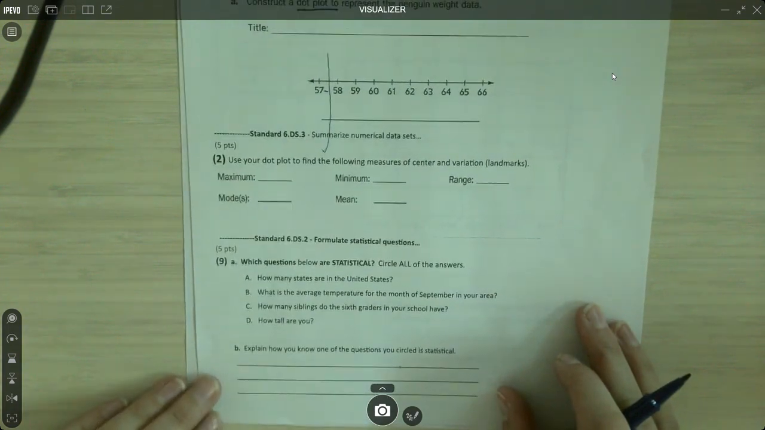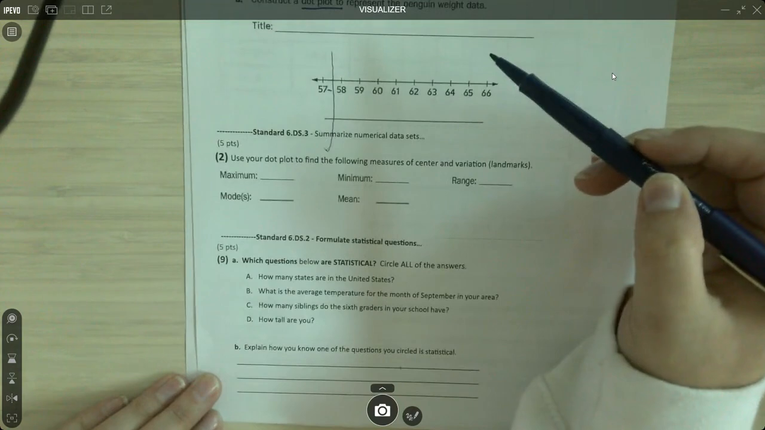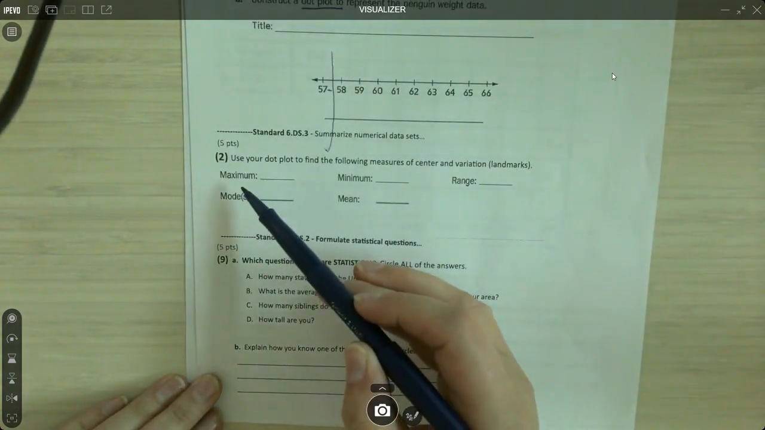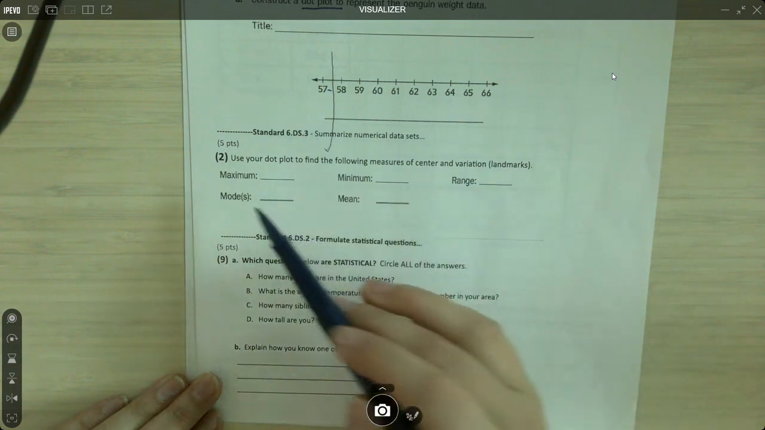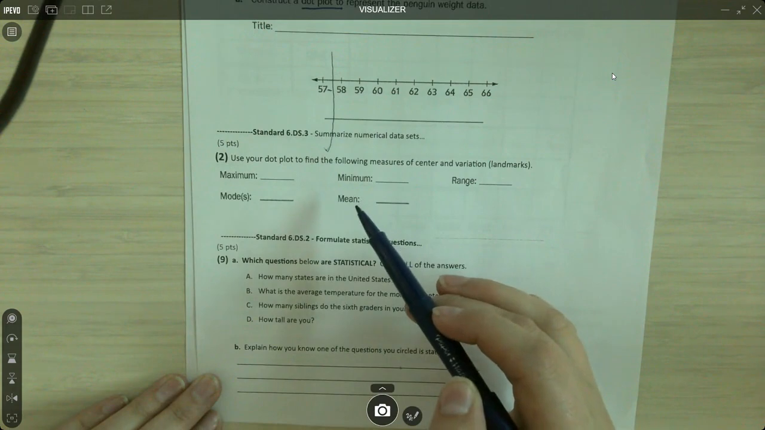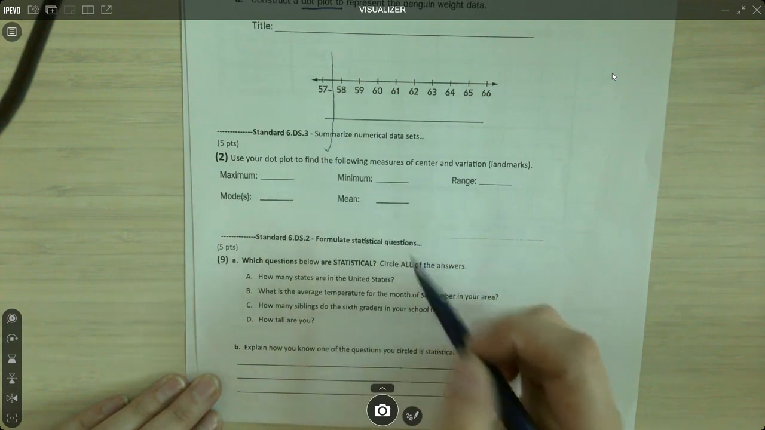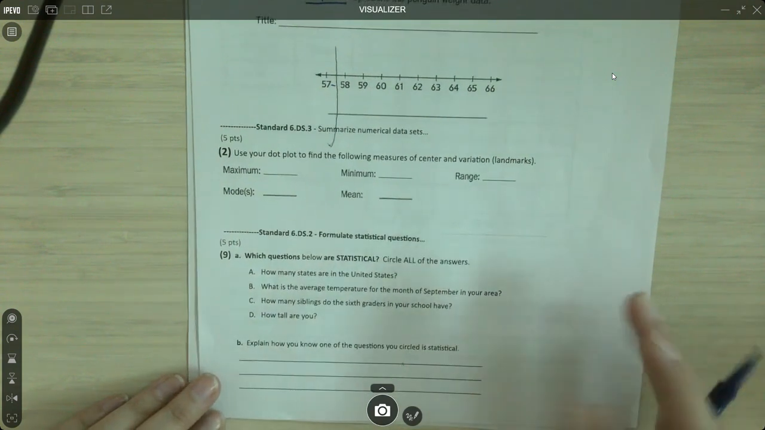Question 2. Using your dot plot, you are going to find the maximum, minimum, the range, the mode or modes, and the mean. Again, go ahead, pause your video so you can do that.